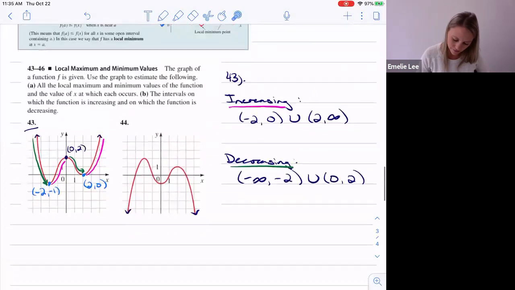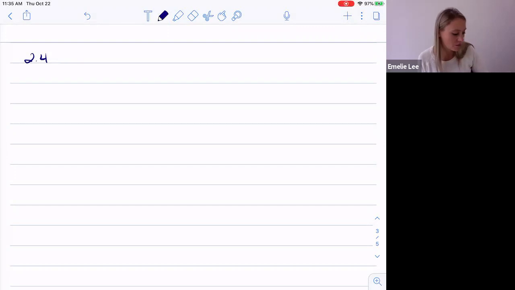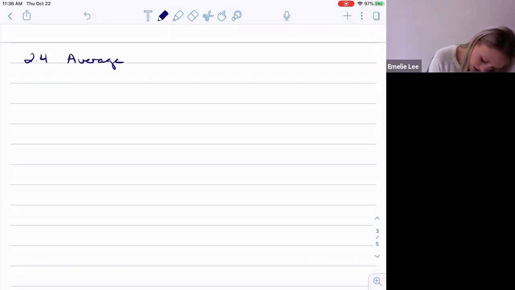So the next section that we're going to dive into is section 2.4, which is the average rate of change. Now 2.4 is basically just building off of that net change that we already talked about, f(b) minus f(a). But now we're talking about the average rate of change. So it's a really quick section. There's nothing really going on here. There's only one concept that we need to take out of it, and it's the average rate of change, which is the name of the section.